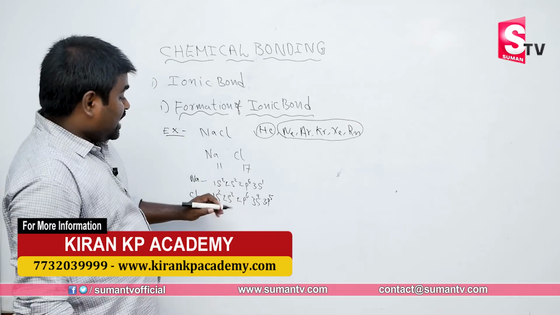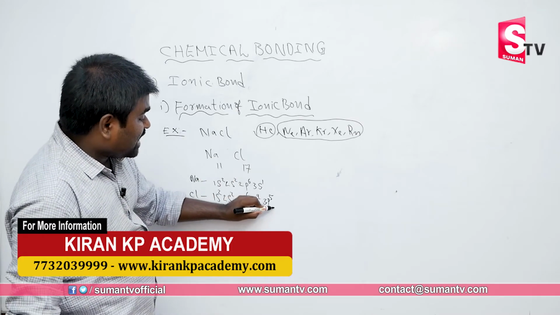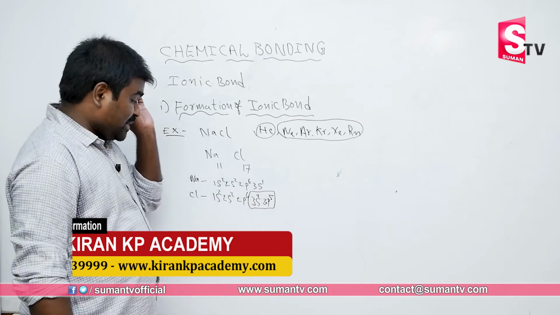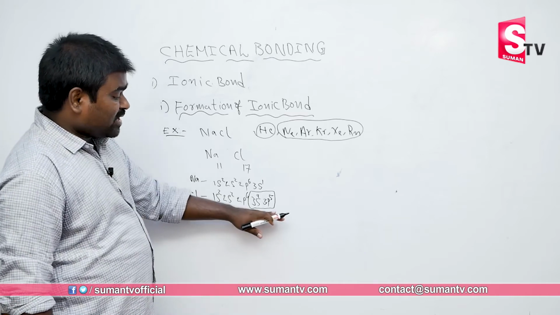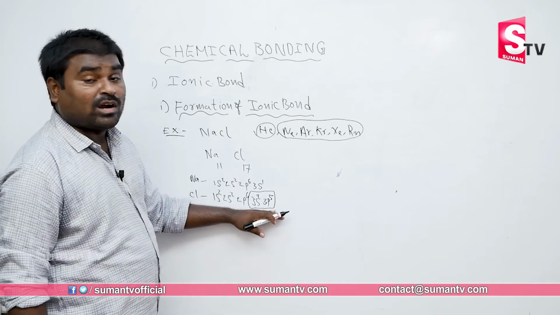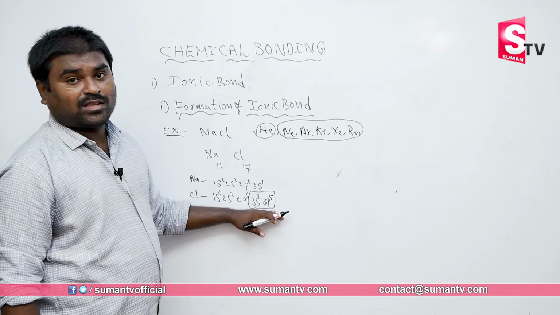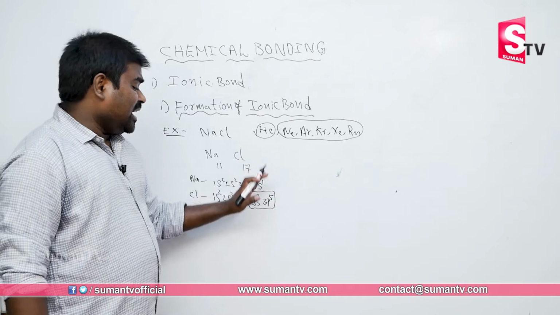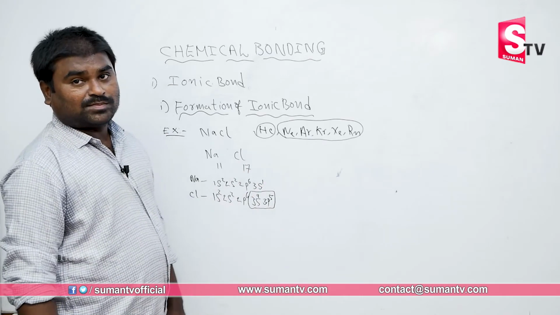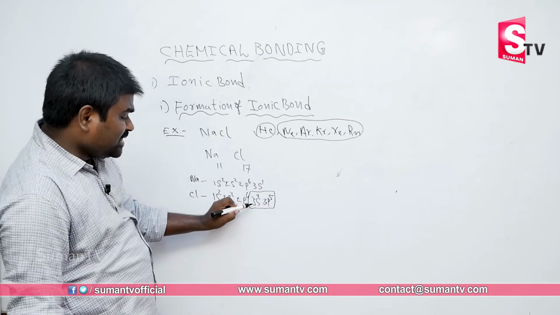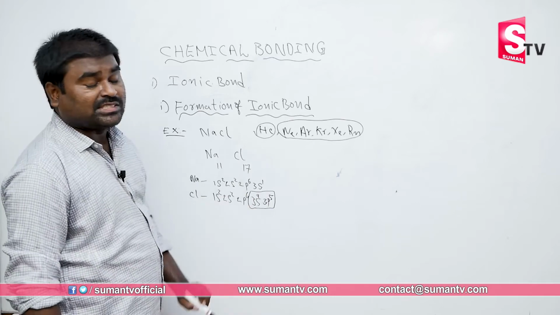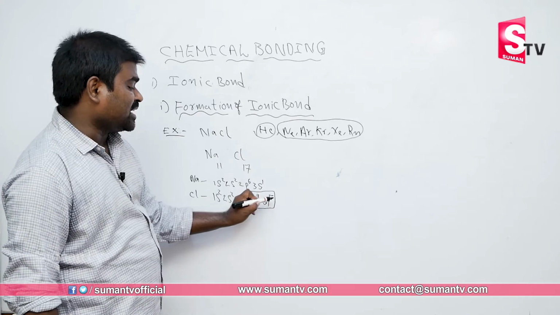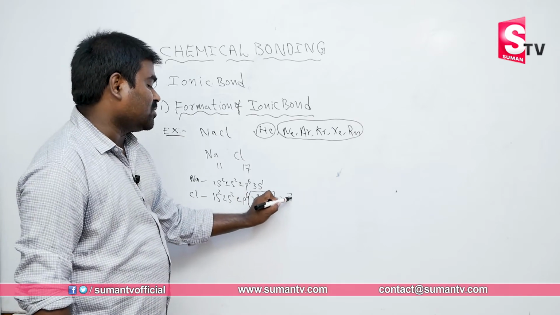Now, children, what is the outermost valence shell, and how many valence electrons are there? When you are writing an element's electronic configuration, whichever outermost shell is there, the last one, we call it the valence shell. The electrons in it are valence electrons. Understand, children? Now which is the valence shell? 3s2 3p5 is the valence shell. How many electrons are in it? 5 plus 2, 7 are valence electrons.